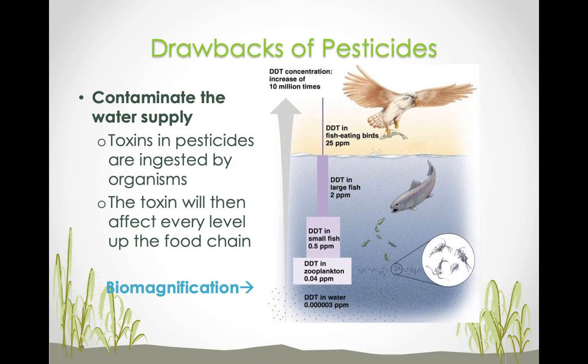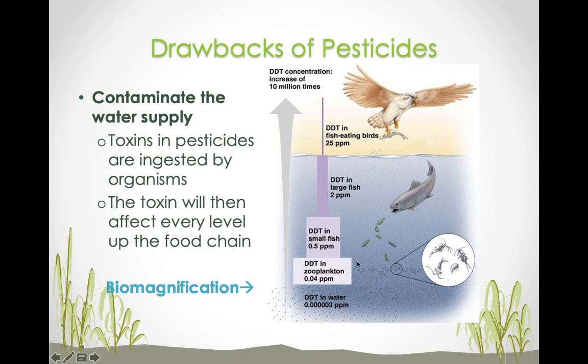In addition, as we're spraying pesticides everywhere, they can contaminate the water supply. When something gets into the water supply of an ecosystem, water is going to percolate and trickle into every part of that ecosystem. So if something gets into the water significantly, you can be sure it's going to get into every corner of an ecosystem and every organism eventually. So the toxin is going to then affect every level up the food chain. And this is where we're going to talk about this idea of biomagnification in just a bit.